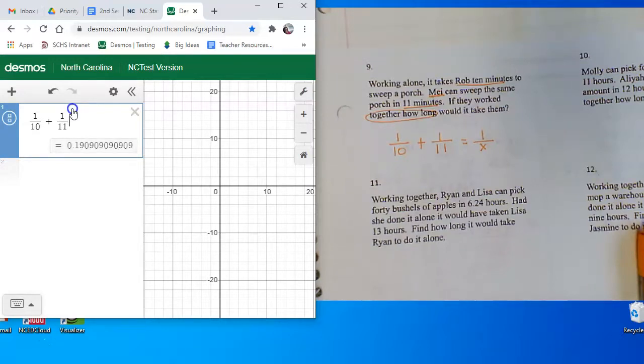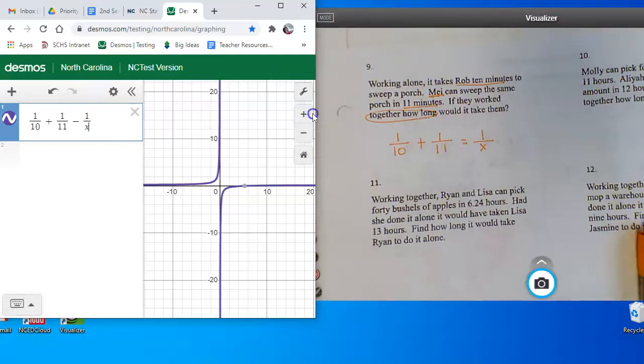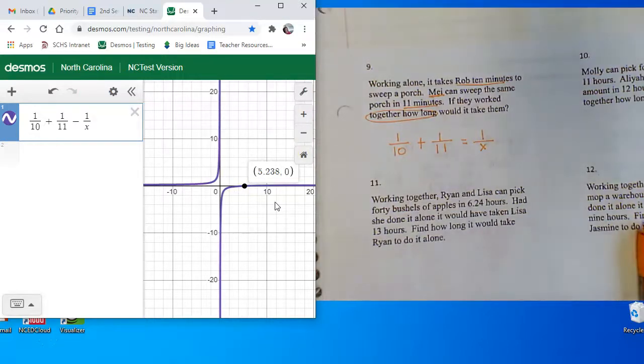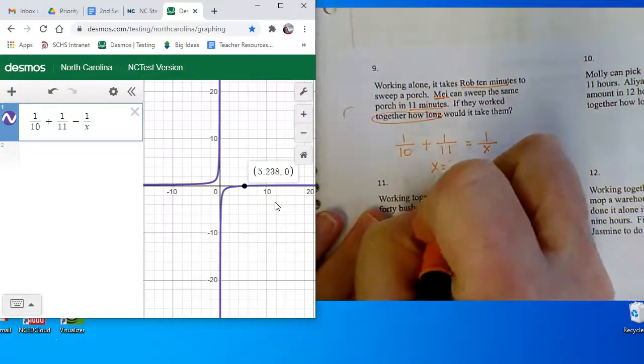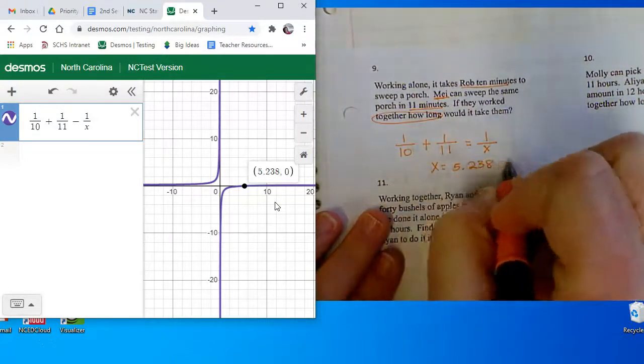Subtract that 1 over x minus 1 over x, and then figure out where it crosses the x-axis. So when we talk about how long it's going to take together, should it be more or less than the amount it takes separately? It should be less. And so when you get your answer, if you don't get less, you know you did something wrong. And in this case, we got that amount of time, which is less. And so together, it's going to take them 5.238 minutes.